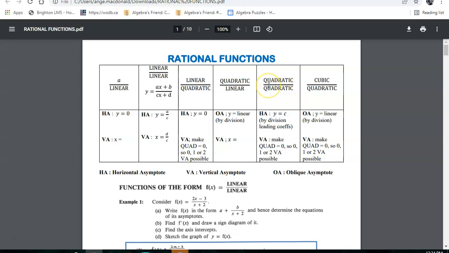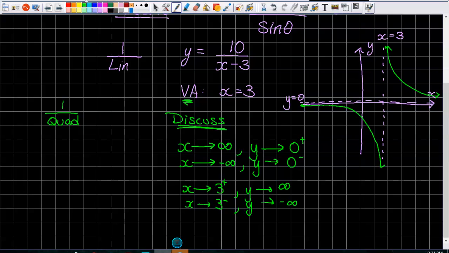So if I had, let's say, 3x squared plus blah blah blah all over 6x squared plus la la la, what would be my horizontal asymptote in this case? 3 over 6, aka y equals a half. Yeah? If it was cubic over cubic, same thing. So if that was cubic, y equals a half.